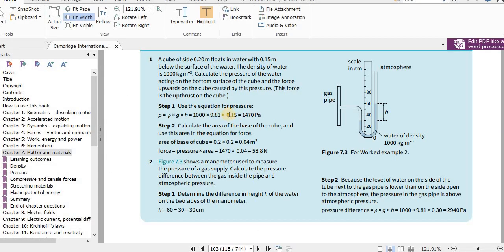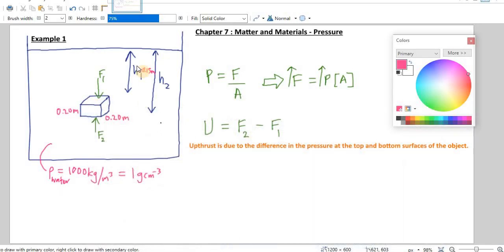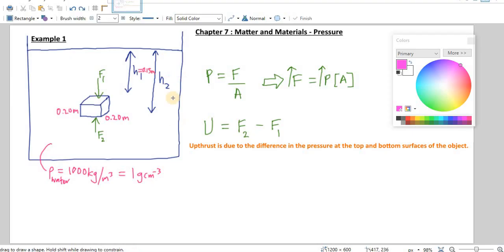Now this here 0.15 is actually H2. I edited that. From here to the bottom of the cube, that is 0.15 meters. From here to the top, if you want to find that, H1 will be 0.15 minus 0. But this is a greater length, right? What I said here is correct, because from here to here it can't be 0.15, because already this is 0.20. Otherwise the cube should be floating.